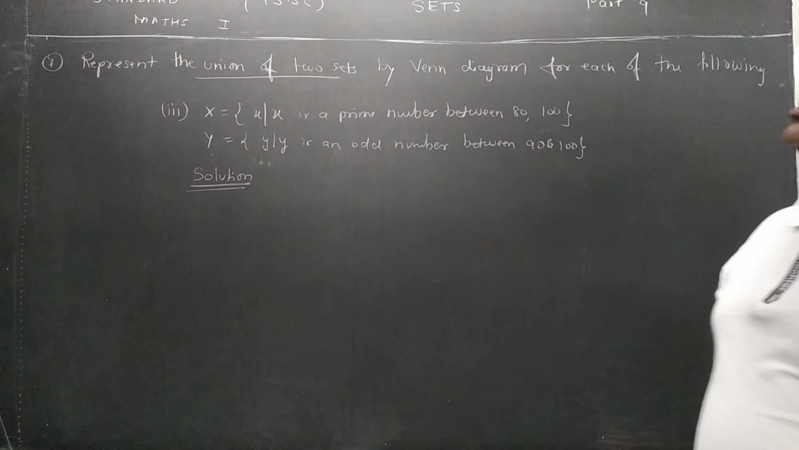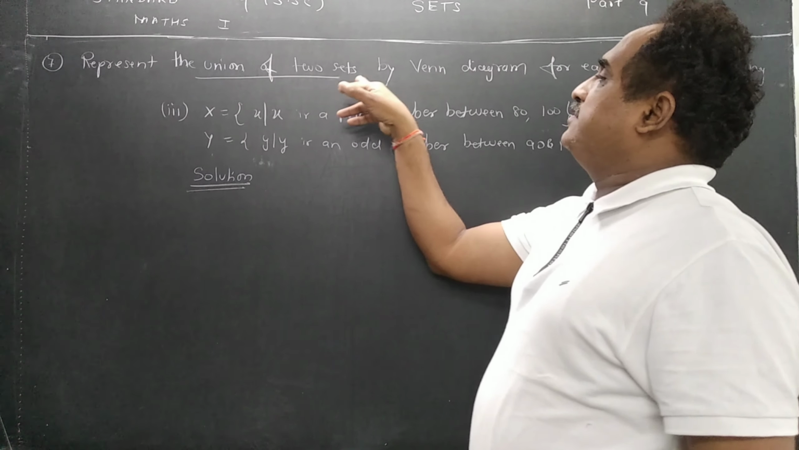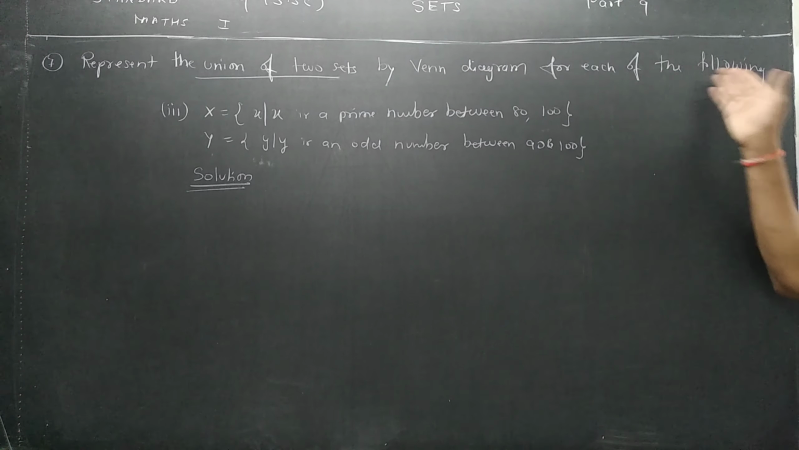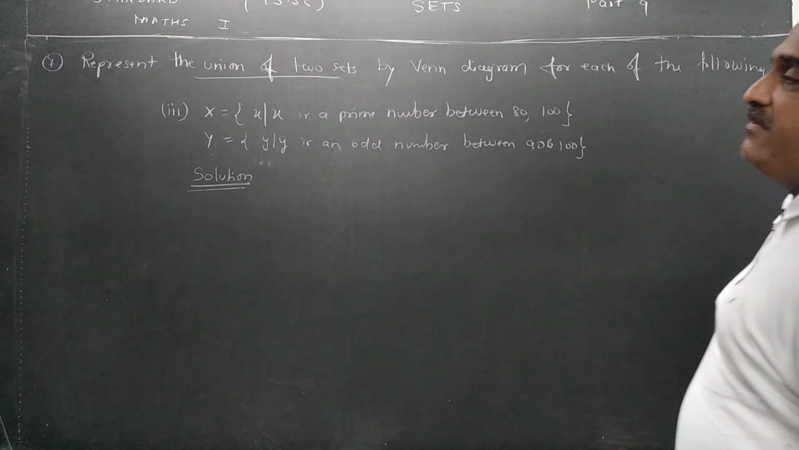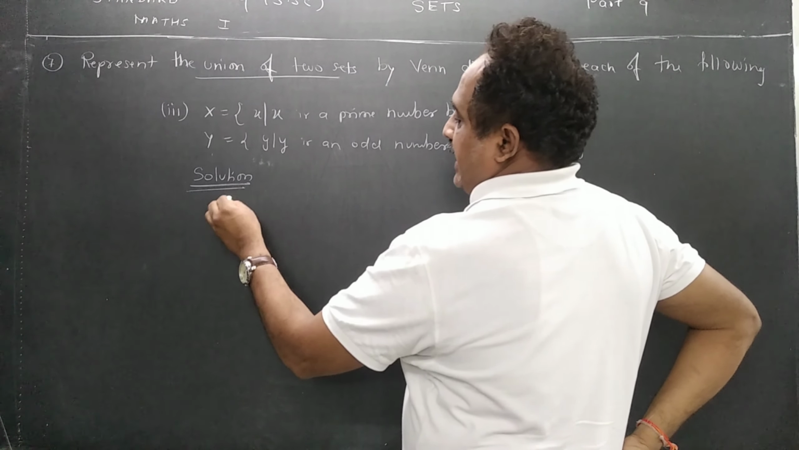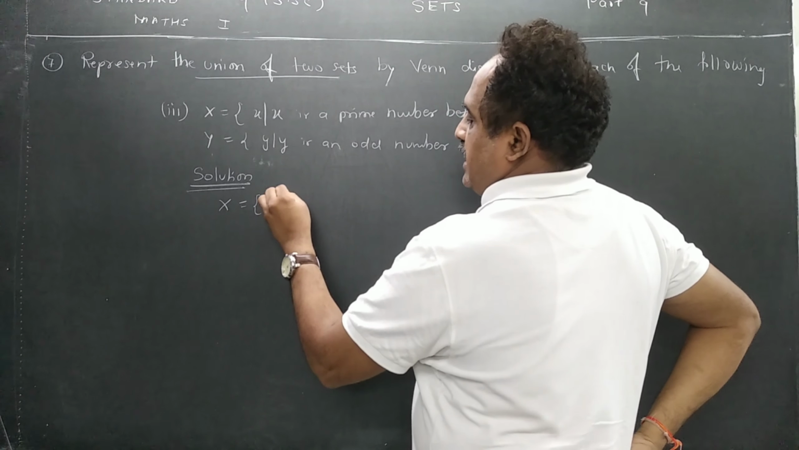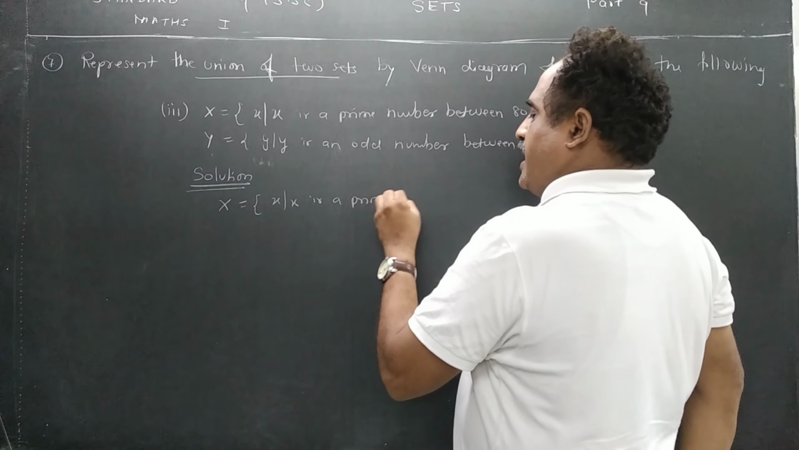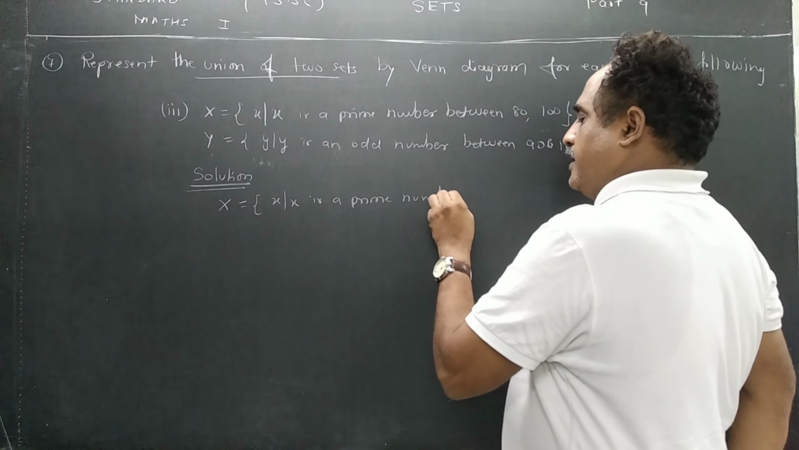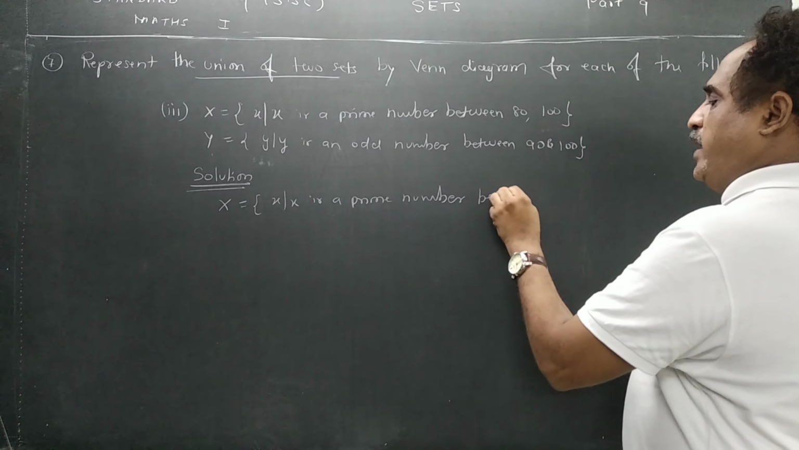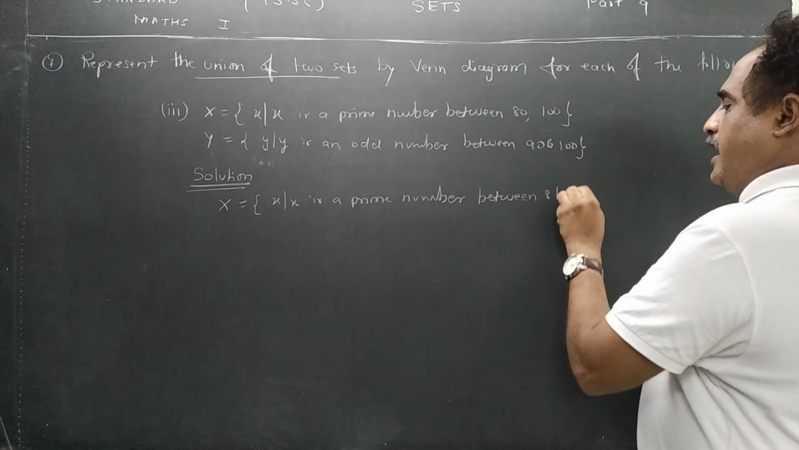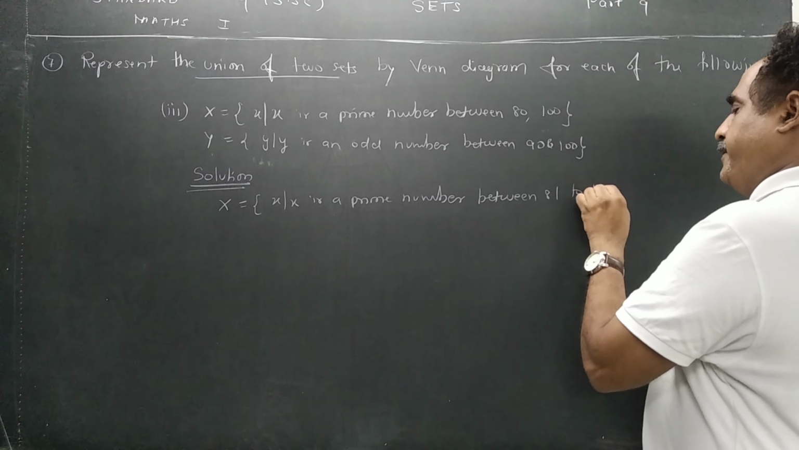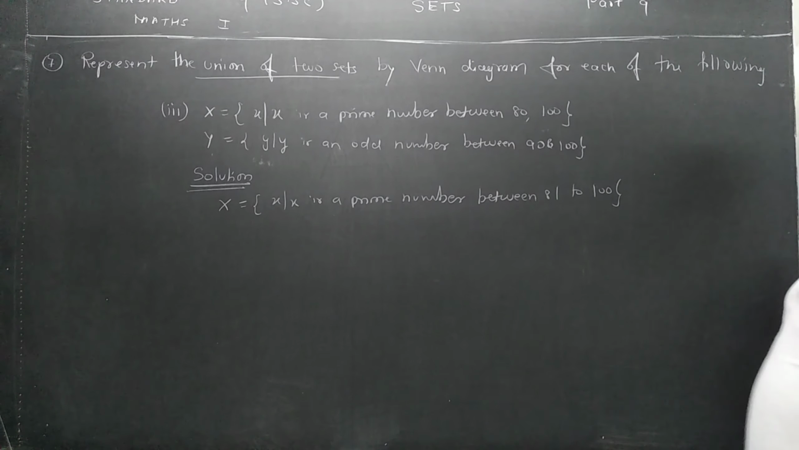See, this is the third question of this exercise. Represent the union of two sets by Venn diagram for each of the following. Students, they have given this question now. X is a set of all X, where X is a prime number between 81 and 100. This is the question they have given.